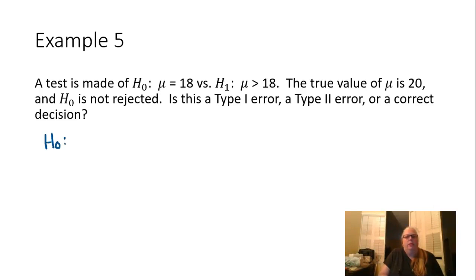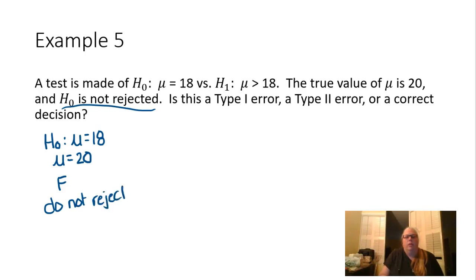So our null hypothesis was that mu is equal to 18. But we found out that mu is actually equal to 20, which means that our null hypothesis is false. But notice we did not reject the null hypothesis. So let's go back to the chart and find out what kind of error we made, or if we made a correct decision.